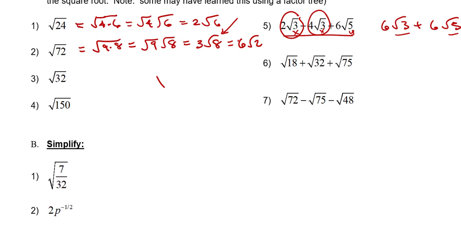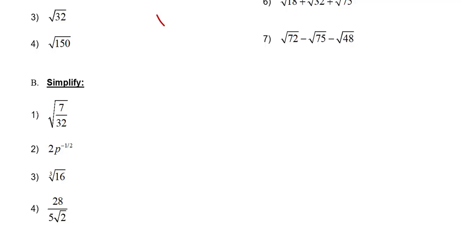I think that's it for that. I'm going to move on to this concept down here. Let's go after problems 1 and 4. So problem 1 here, I can simplify this to square root of 7 over square root of 32, which is the square root of 7 over 4 root 2, because 16 is the largest perfect square factor of 32.